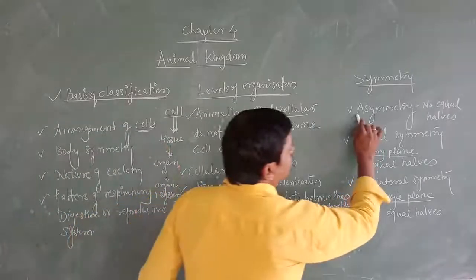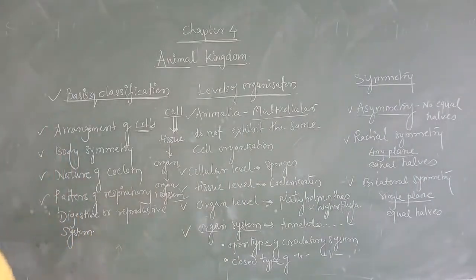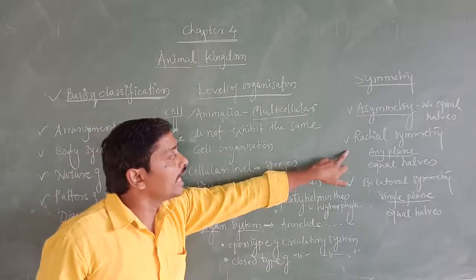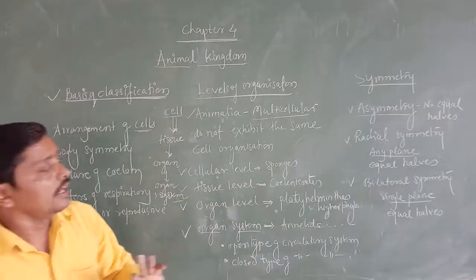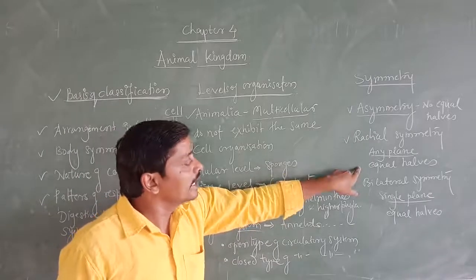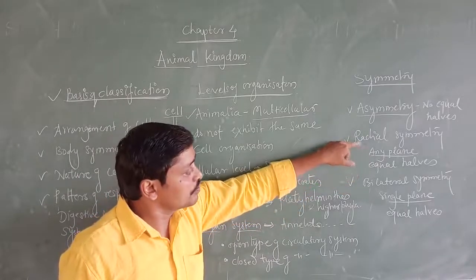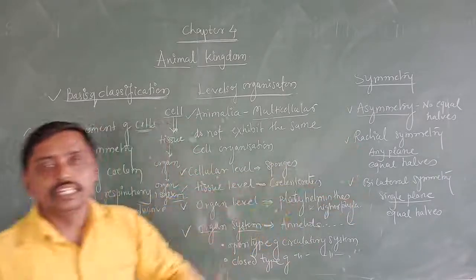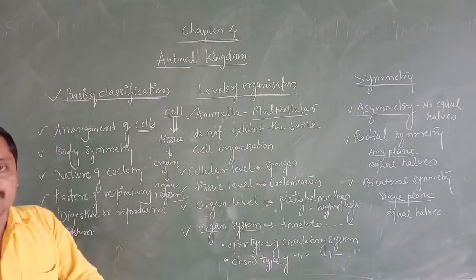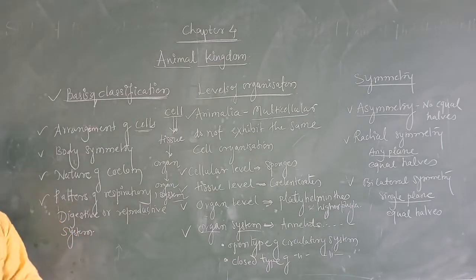Now here, asymmetry, for example, I will tell you: sponges come under asymmetry. Next, Coelenterata, Ctenophora and Echinodermata come under radial symmetry. Then one important thing is that Echinodermata shows both symmetries, radial symmetry as well as bilateral symmetry. We will study each phylum in the next class: Porifera, Coelenterata, Platyhelminthes, Aschelminthes, Annelida, Arthropoda, Echinodermata, Mollusca.